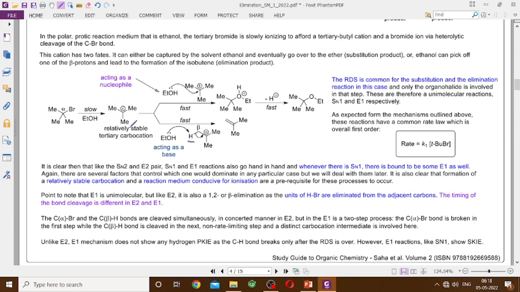from the same or common intermediate, which is generally a relatively stable carbocation. So carbocation formation is absolutely essential for the formation of either SN1 or the E1 product, and therefore you should take substrates that are capable of generating relatively stable carbocation, as well as the medium should be such that যেখানে carbocation formation possible, যেমন polar protic solvent যদি তুমি নাও লাইক ইথানল, সেই মিডিয়ামটা conducive for ionization, and that is a prerequisite for these processes to occur.